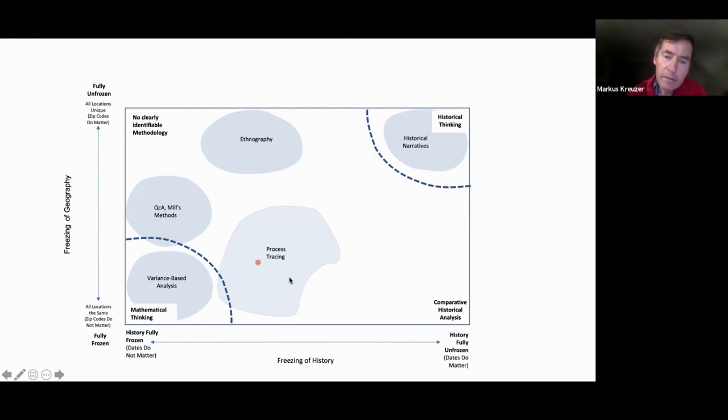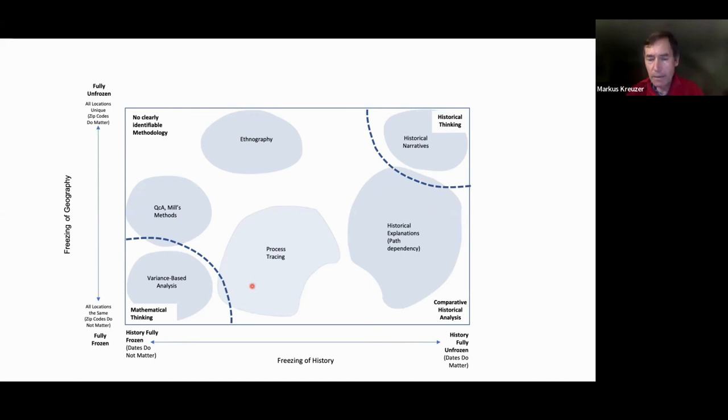So the process tracing plays an important role in comparative historical analysis. And you start seeing that comparative historical analysis overlaps with qualitative methods. The next type of causal inference strategy is referred to as historical explanations. Historical explanation is a term that comparative historical analysis uses to refer to path-dependent arguments or critical juncture arguments.